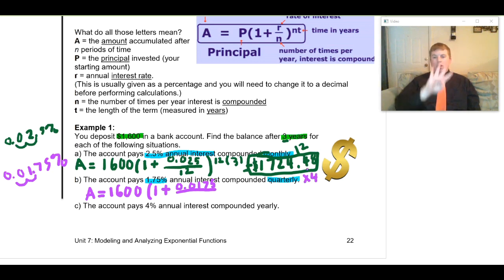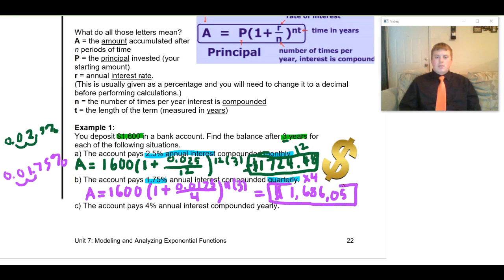If you think about a quarter, there are 4 quarters in the dollar that make up that full dollar. So our N is going to be 4, so I'm going to plug it in at the bottom and at the top. And then my T is still going to be 3 years because I'm still investing it for the same amount of time. Again, I'm going to type it into my calculator, and I'm going to find that I'm going to get $1,686.05.